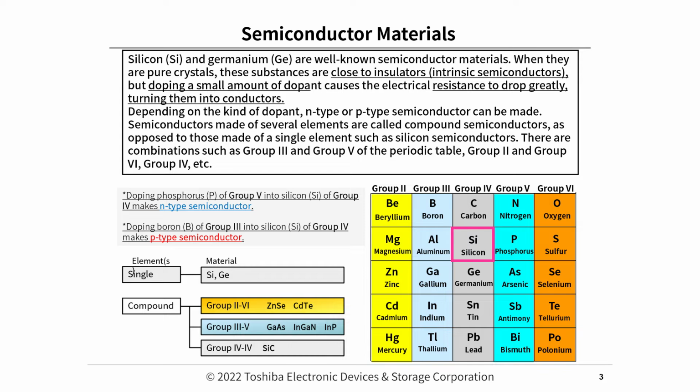Semiconductors made of several elements are called compound semiconductors, as opposed to those made of a single element such as silicon semiconductors. There are combinations such as Group 3 and Group 5 of the periodic table, Group 2 and Group 6, Group 4, etc.